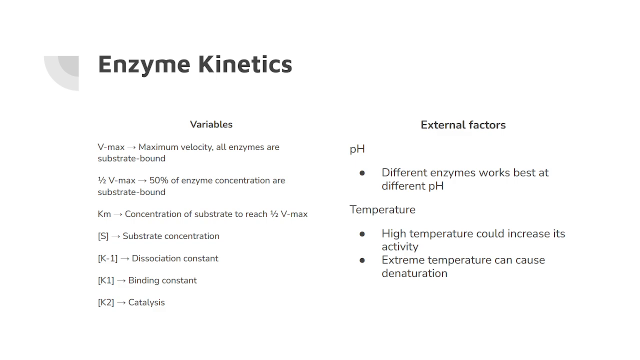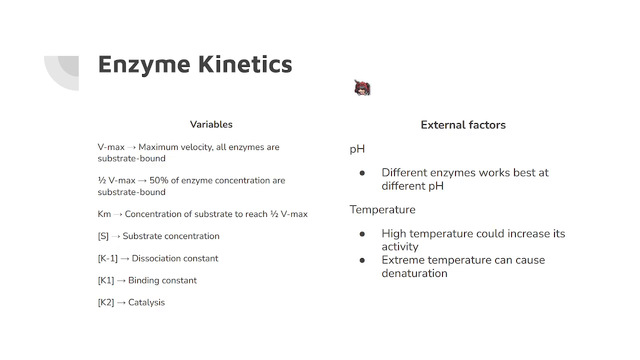And K2, we often call it Kcat, is the constant to quantify the catalytic process, or catalysis, during which the enzyme substrate complex is turned into products.